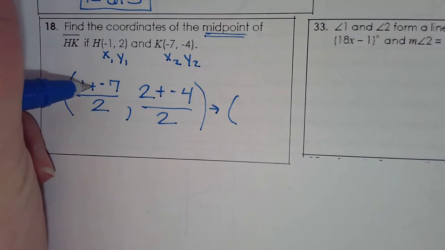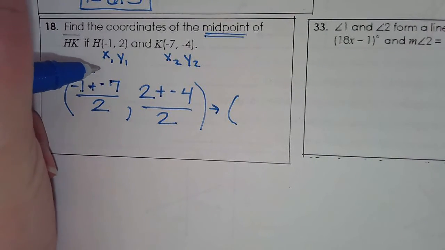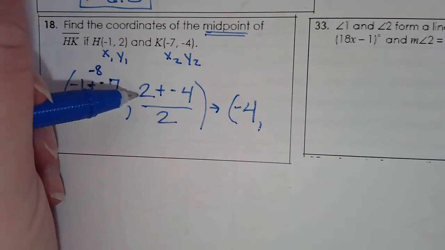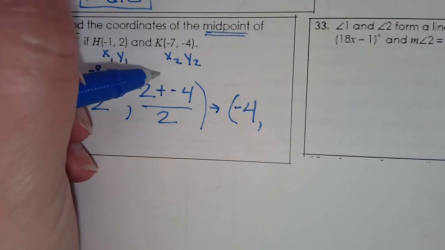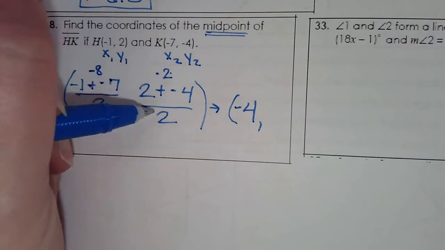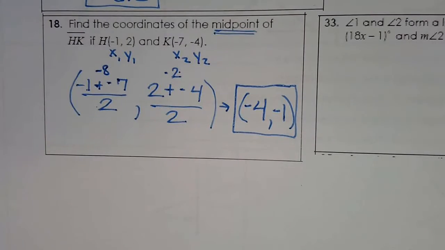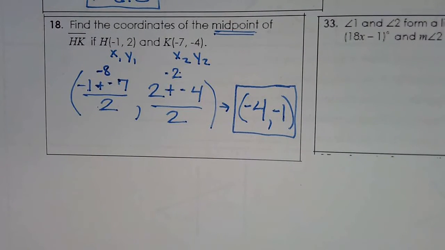So -1 plus -7 is a -8. -8 divided by 2 is -4. 2 plus -4 is -2. -2 divided by 2 is -1. So the midpoint is -4, -1. Any questions there?